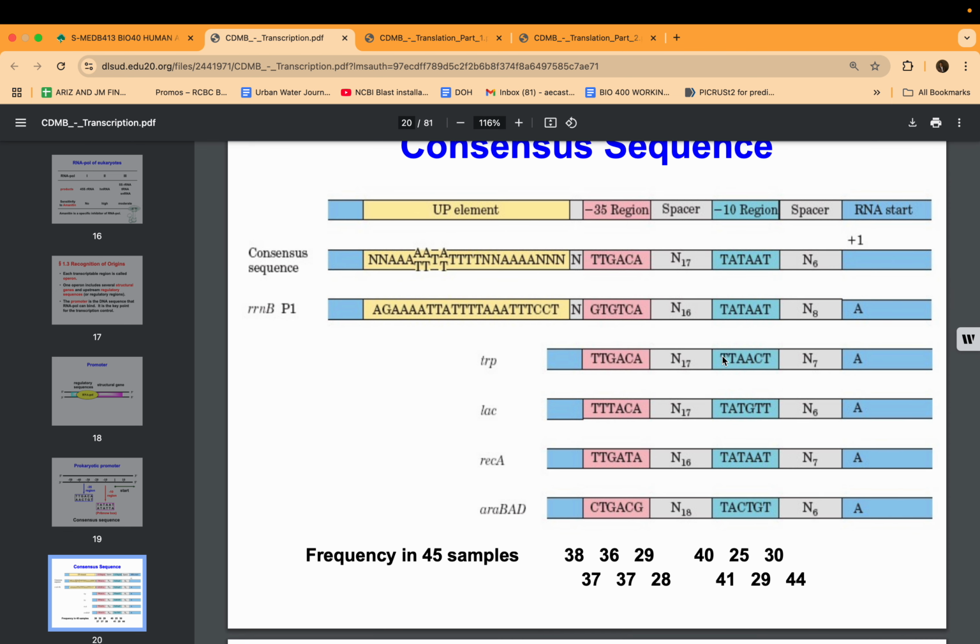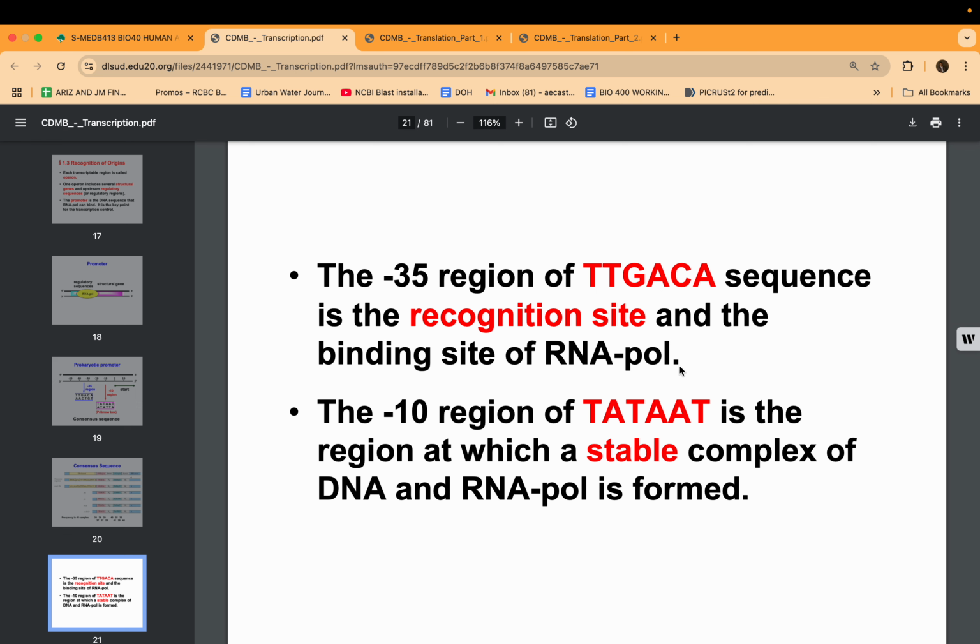On the -35 region, the TTGACA is the recognition site and the initial binding site of RNA polymerase. And the -10 region, the TATAAT, is the region at which there is already a stable connection or complex between the DNA molecule and the RNA polymerase.